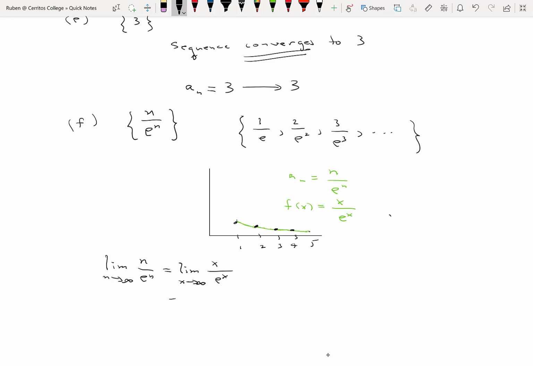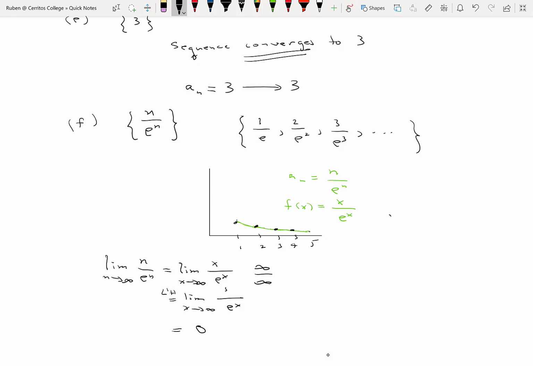And since we're now on a function that is differentiable, by replacing n with x, we use L'Hopital's rule. At this point, L'Hopital's rule says we take the derivative of the numerator and the derivative of the denominator. Again, we can only do this since this is one of the two allowable forms for L'Hopital's rule, infinity over infinity in particular. And as x goes to infinity, 1 over e to the x approaches 0.